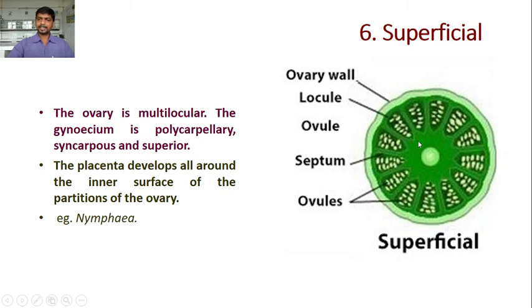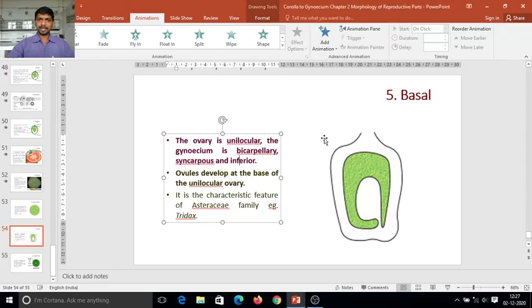Do you get it? In case of superficial placentation, the ovary is multilocular. The placenta develops all around the inner surface of the partition wall of the ovary. This is the partition wall of the ovary on which the placenta has developed towards the inner surface all around. So such type of placentation is a superficial placentation. So this is all about the placentation. So here we finish the placentation and the types of placentation.